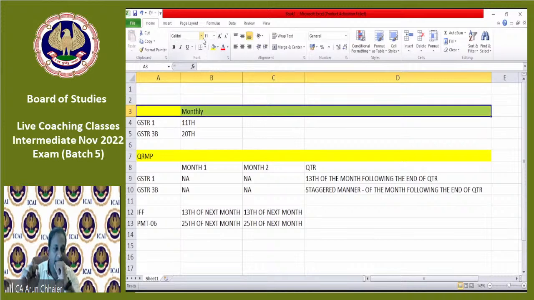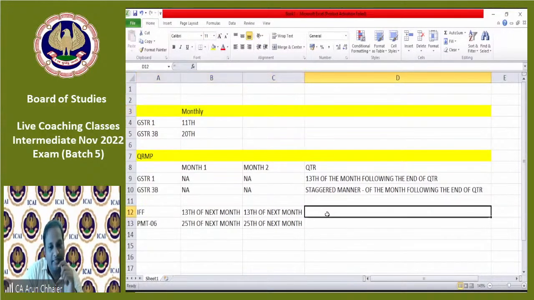IFF for both the return or both the month? Somesh, for both the month or both the return?